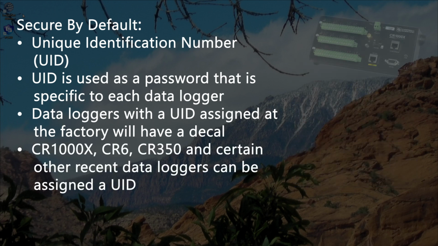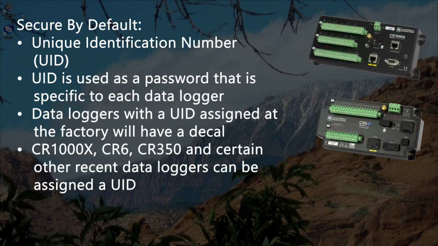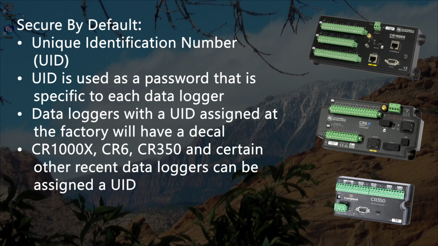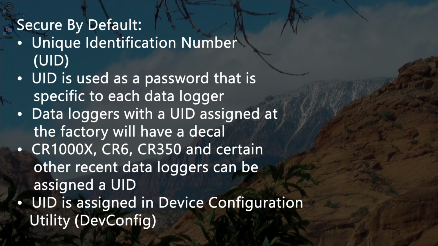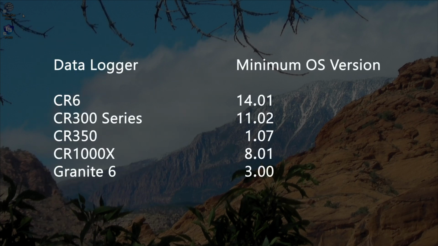CR1000X, CR6, CR350, and certain other recent data loggers released prior to the UID being implemented can also be assigned a UID. This is done using the device configuration utility, also called devconfig, found in LoggerNet, PC400, or downloadable directly from the Campbell Scientific website. This list shows the required OS version for each data logger that includes UID support. Data loggers with an older OS will need to be updated prior to obtaining a UID.